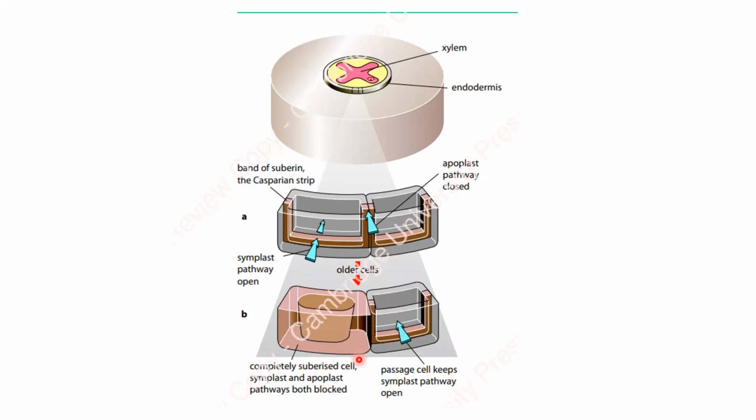And eventually, all of the pathways are blocked. So the older cells become completely blocked and no more water can pass through them. As a result, the life of the cell is over and now the cell can die, right? And then when this happens, there are some cells that remain in the root that are called passage cells, through which symplastic pathways remain open.